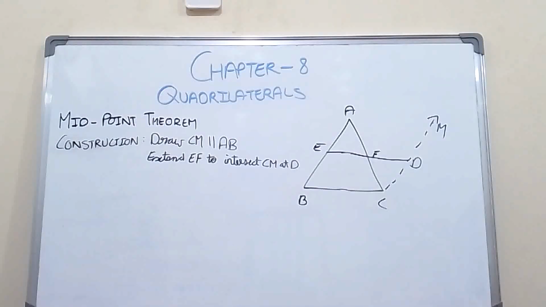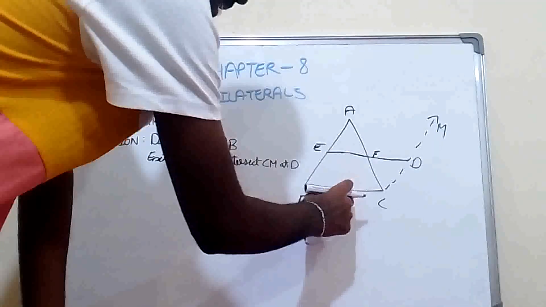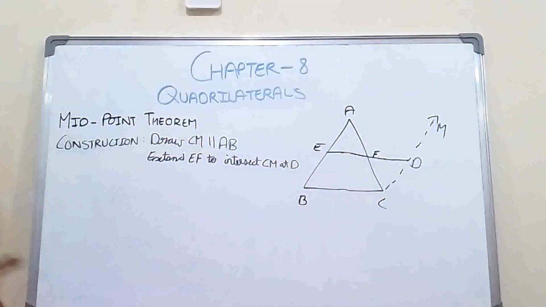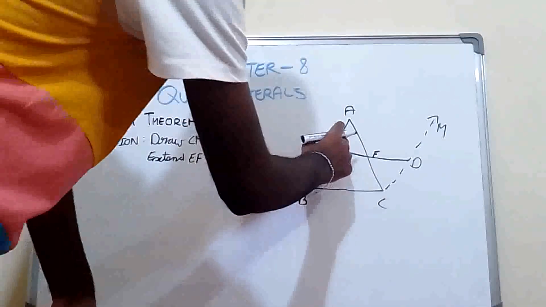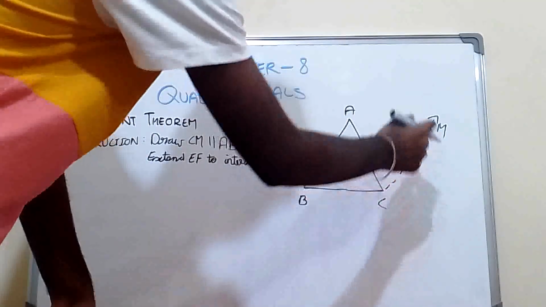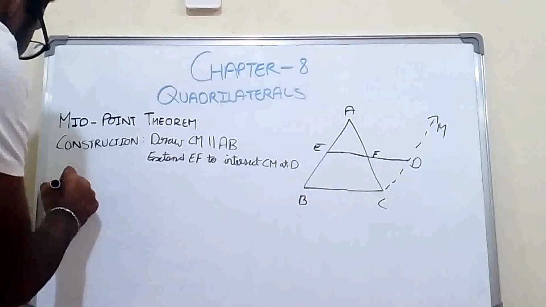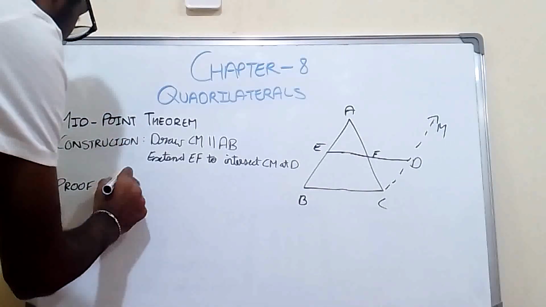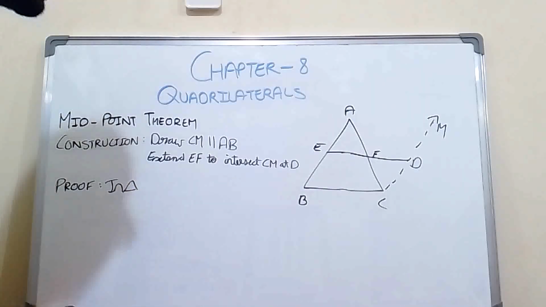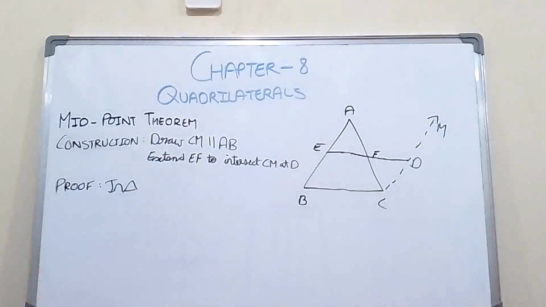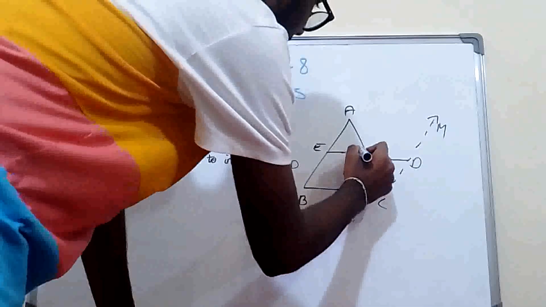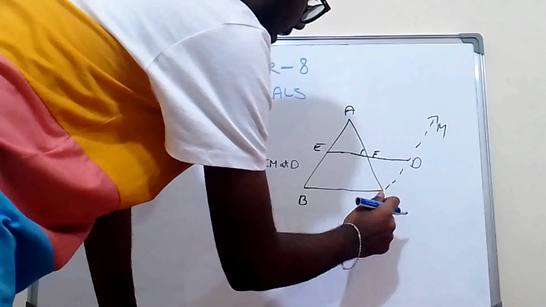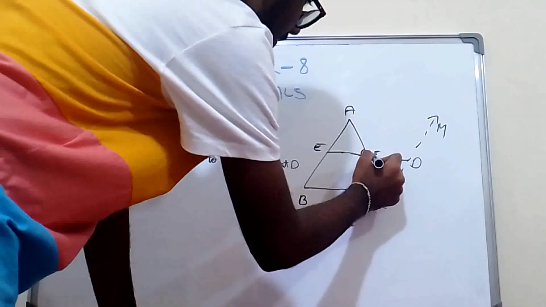Now we have to show that EF is parallel to BC and EF is half of BC. And how do we show it? First, let's start off by showing the congruency of triangles AEF and CDF. So let's see. We start with a proof. So here we have that angle AFE and angle CFD are equal.